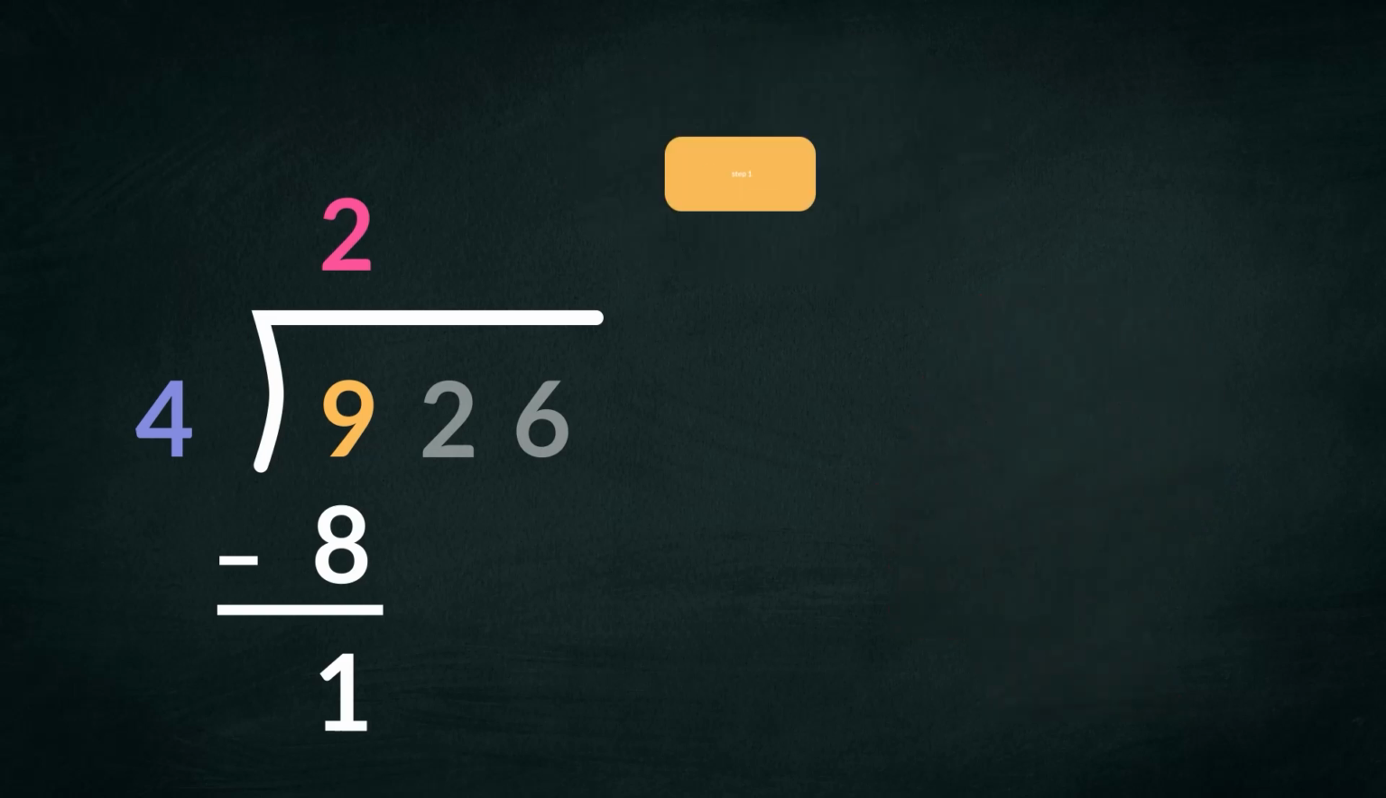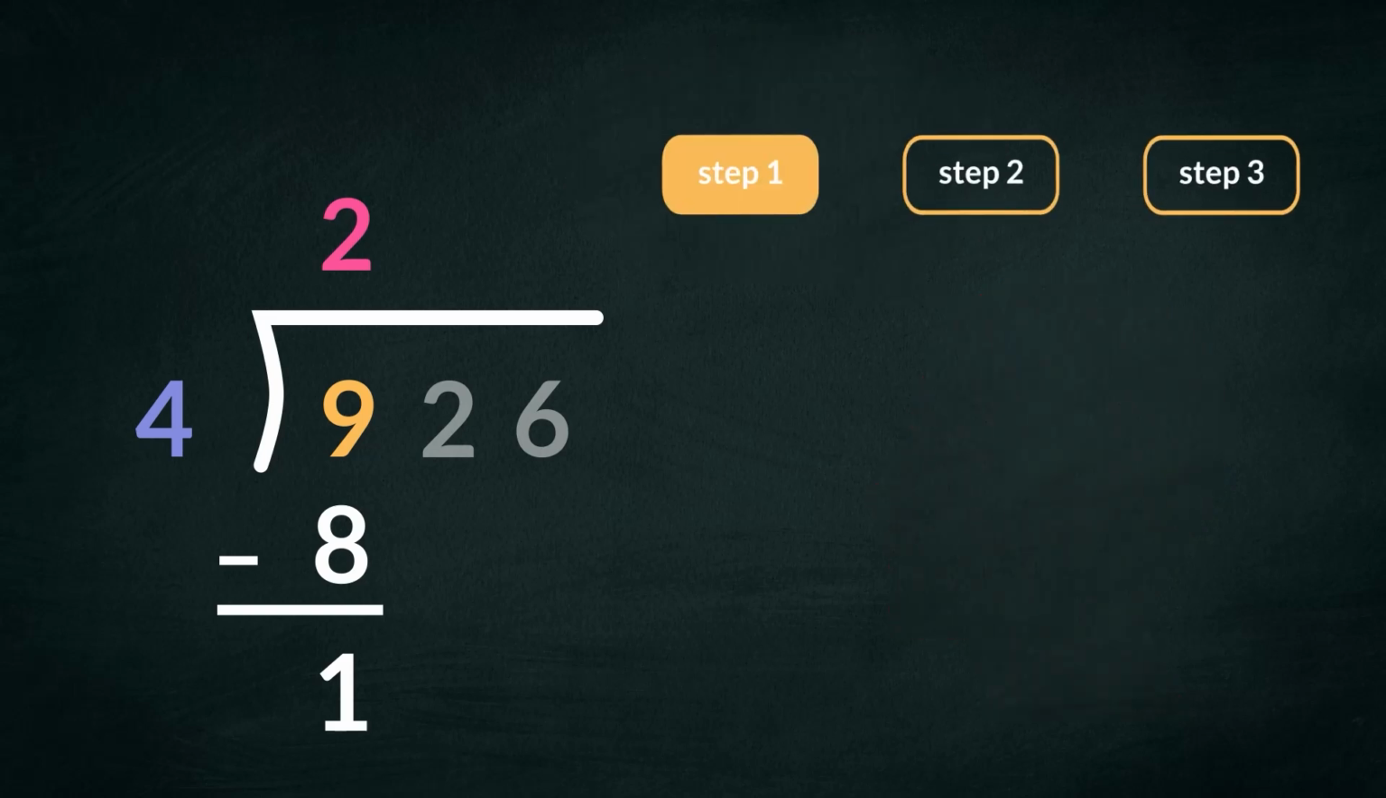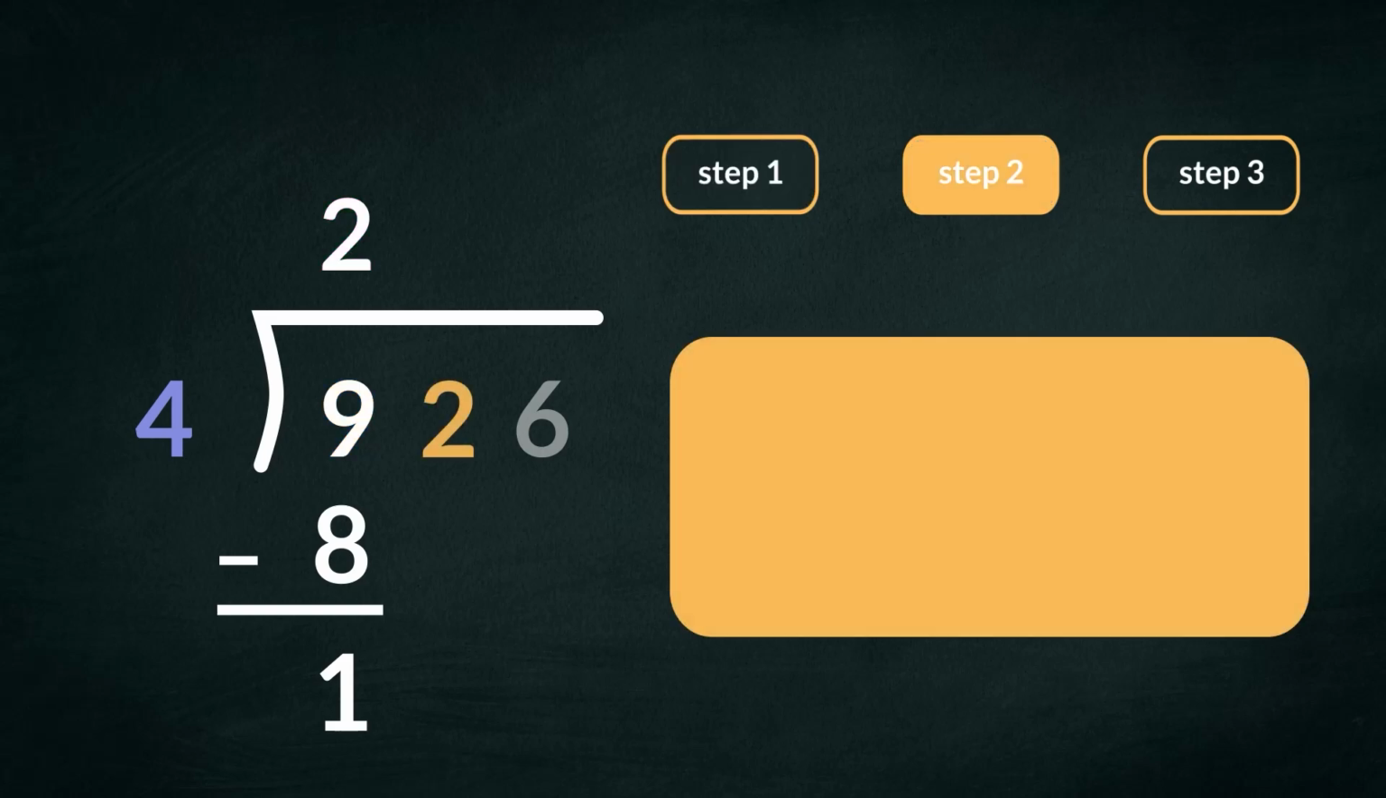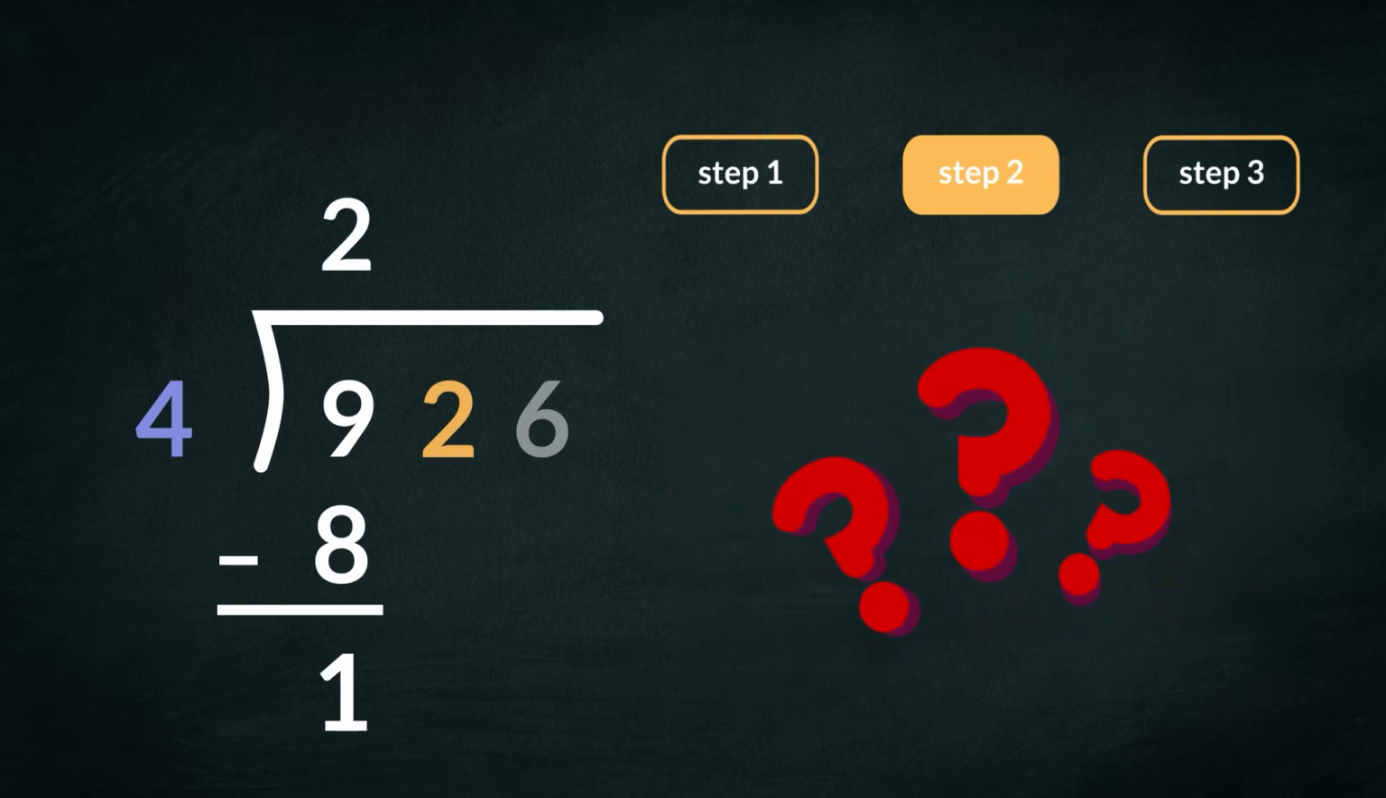But now that we've got the hang of it, the next steps will be much easier. Okay, it's time for step 2. You might think that we need to divide 2 by 4, but that's not the case. Since 2 is smaller than 4, and we have a remainder of 1 from the previous step, we need to combine it with 2. How should we do that?